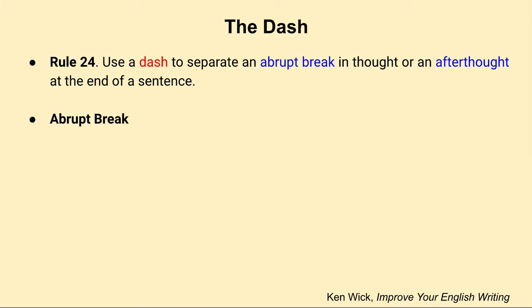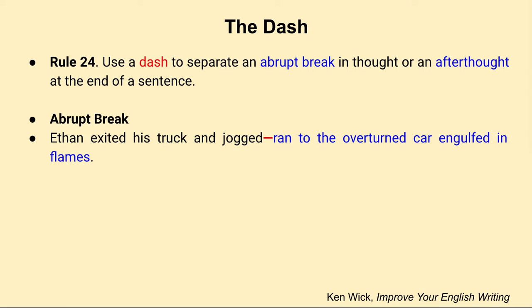Here's an example of an abrupt break. Ethan exited his truck and jogged, dash, ran to the overturned car engulfed in flames. So here we have an abrupt break talking about Ethan getting out of the truck and jogging, but then the sudden shift or break to running. So we put a dash right there because it's an abrupt break.